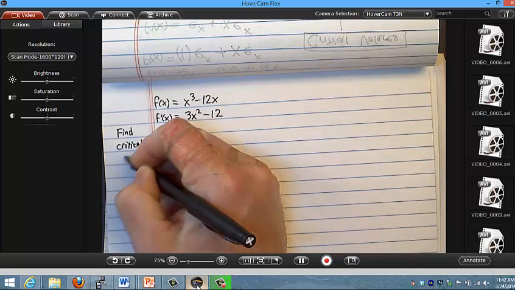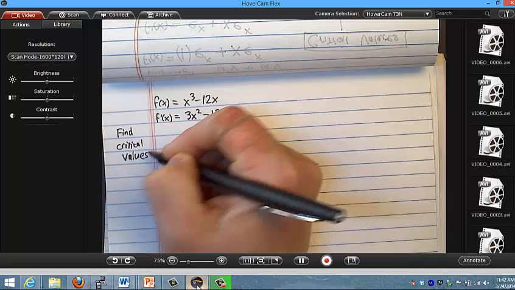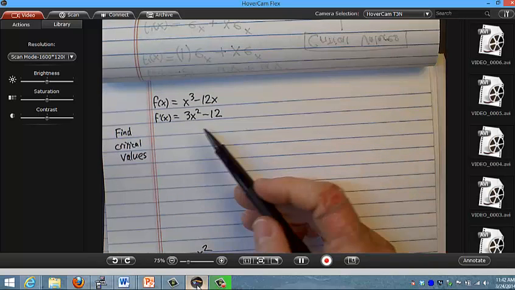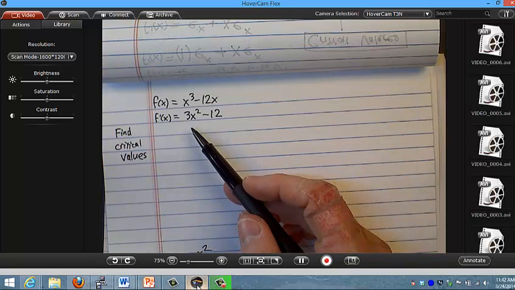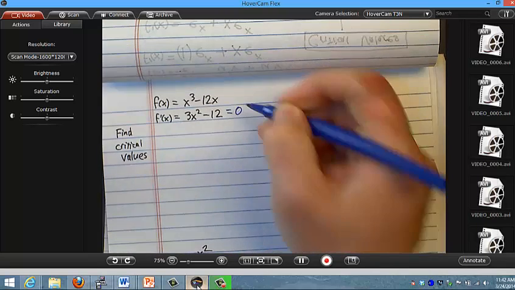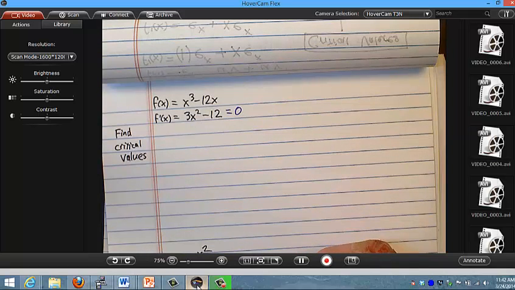Now, critical values are things that make the derivative either 0 or what? Or undefined. This is a polynomial, guys. It's not going to be undefined. All you're going to have to do for this example is just set the derivative equal to 0. All right? It might be a little bit tougher in the next example. We'll see. But I set the derivative equal to 0.